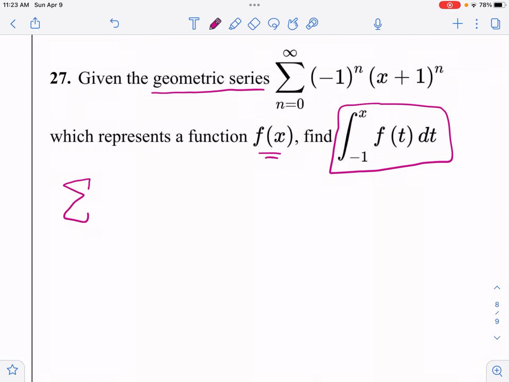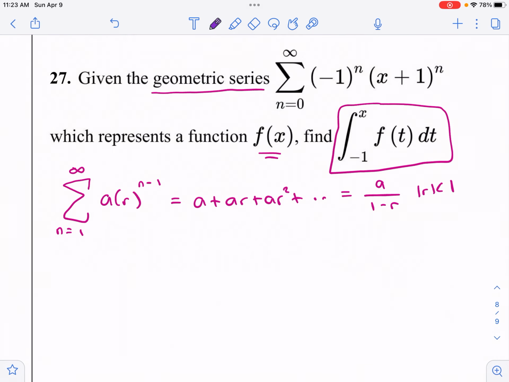So recall, anything that fits the form of a geometric series converges to a over 1 minus r if r is in between -1 and 1. And so when you do this with a power series, you don't get a number when you apply this formula here. You get a function, and that's going to give us our function f of x. So let's just write this all out. So I've got (-1)^n (x+1)^n.